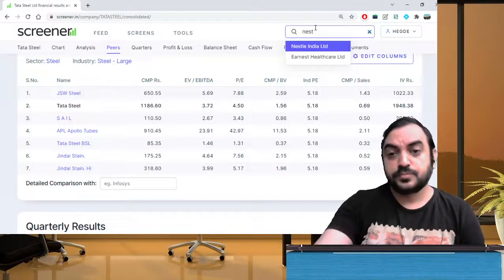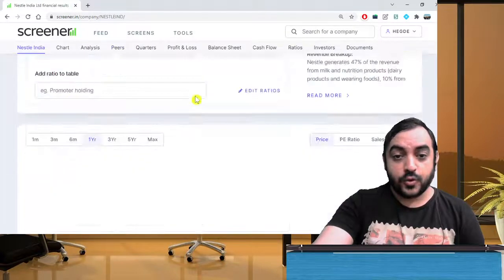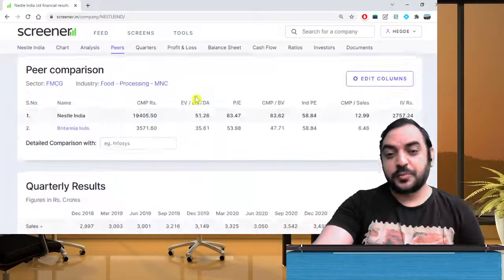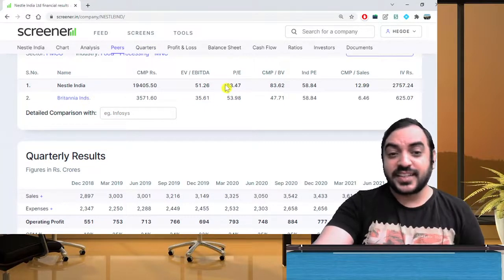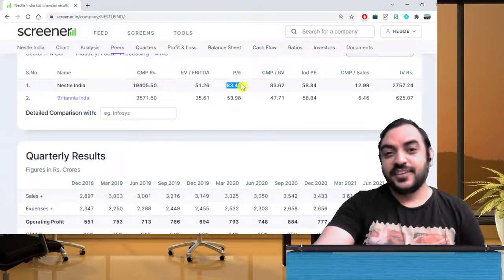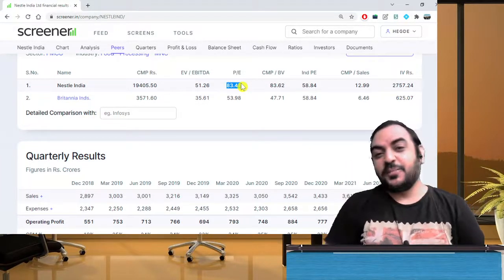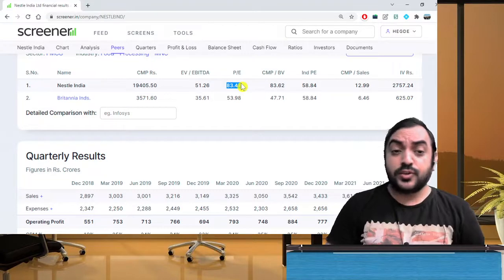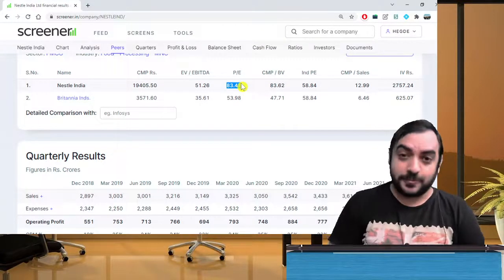Nestle. Look at its P ratio. You will be surprised. Nestle, Britannia, only two. Look at this, Nestle 83. Steel 5, Nestle India 83 P ratio. Now you can't say that this Nestle India is overpriced. It belongs to a different industry.